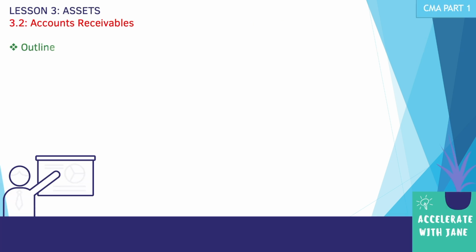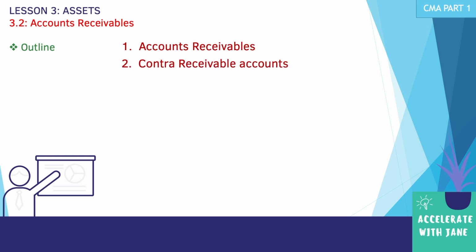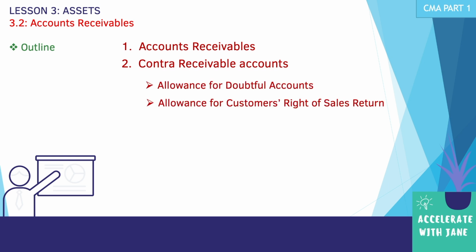For the outline of this lesson, first I'm going to discuss the concept of accounts receivables. Second, I'm going to talk about the concept of contra receivable accounts. And by the way, we have two contra receivable accounts. These are allowance for doubtful accounts and allowance for customers' right of sales return. So what do we mean by contra receivable accounts? In layman's terms, these are accounts which are simply deducted from the accounts receivable balance in order to arrive at the NRV. Later, I'll dive deep into each one of these.